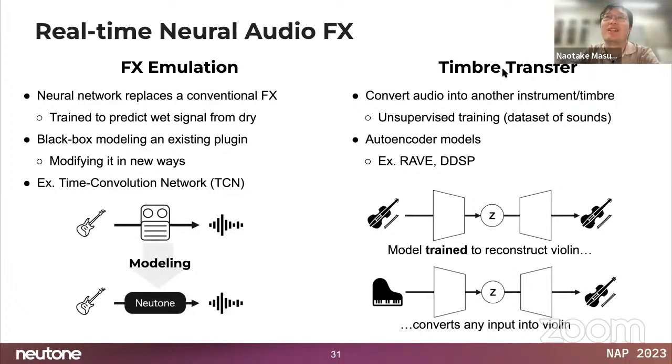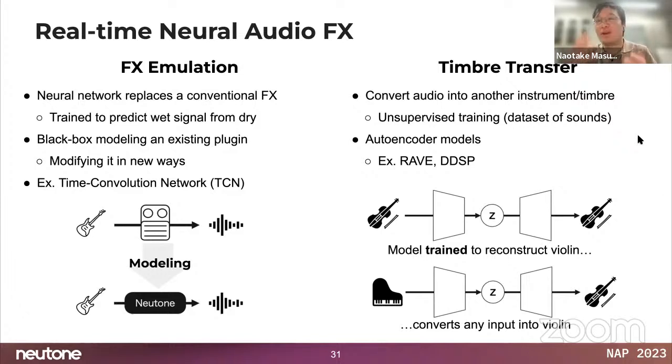So timbre transfer converts the input audio into that of another instrument, or just generic sound, like timbre. This is a type of unsupervised problem. To get a violin timbre transfer model, you just get a bunch of violin sounds and train the autoencoder.